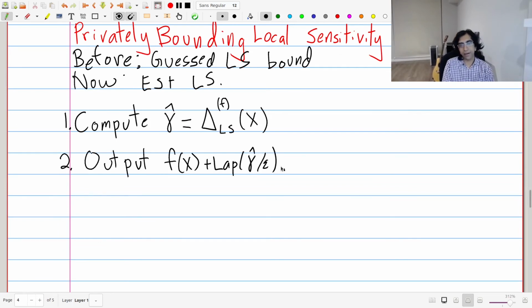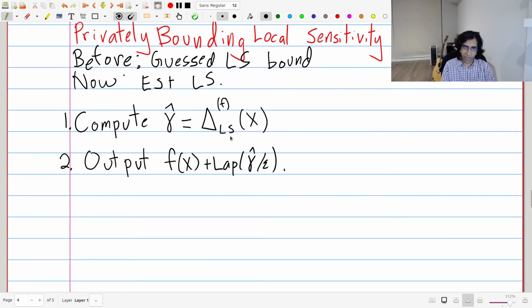So what we have right here is the straw man algorithm that I mentioned at the very beginning of this lecture, where you just compute the local sensitivity on the database and you output the function applied to the database with noise calibrated to this local sensitivity. Now, like I said, this doesn't work, and we talked about some ideas as to why not. The local sensitivity itself could be somehow revealing of which data set you're looking at.